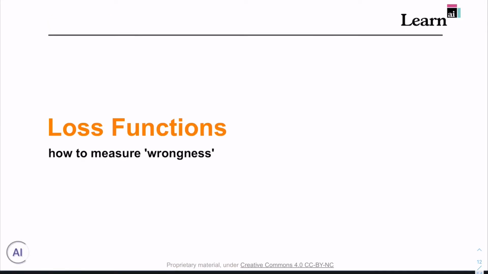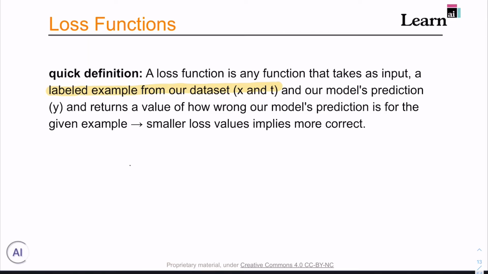A loss function is how we measure correctness or wrongness of a prediction, right? We need some way to compare lines, which means we need some way to compare predictions and say how close our model is to being correct. So this is the quick definition. It might sound a little confusing at first, but don't worry, we're going to break it down.